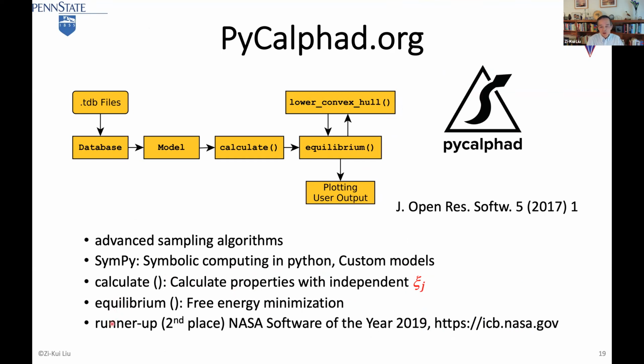And this is so well designed. My student left our group, went to NASA and continued to develop it. Two years ago he entered it in a competition and actually got second place. That was the software competition in 2019, NASA-wide.